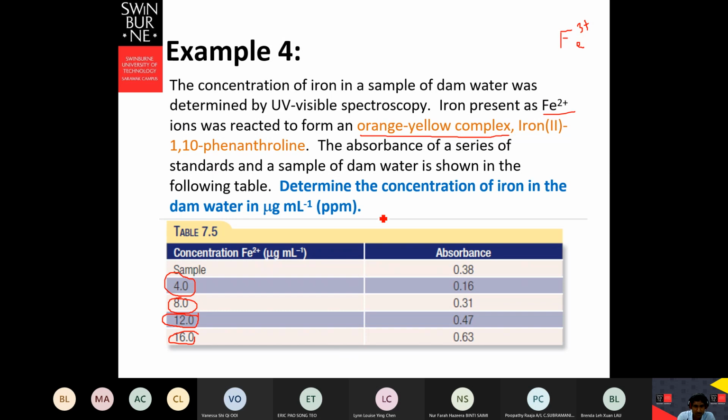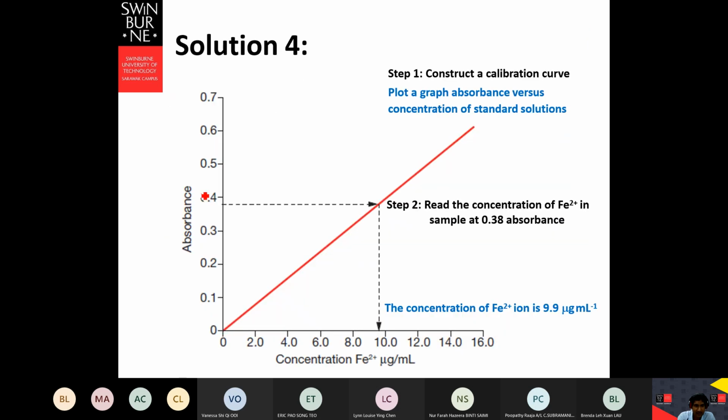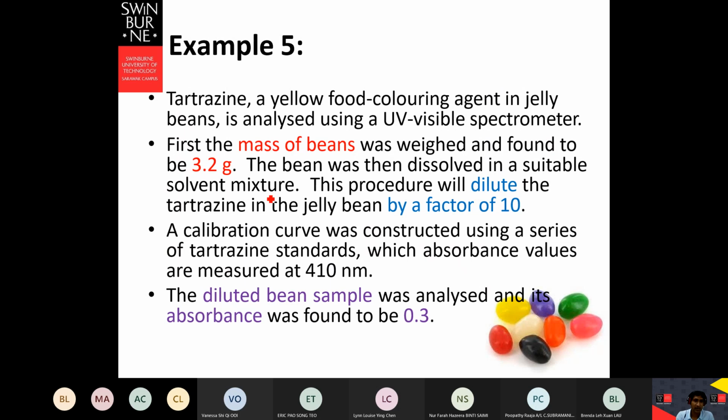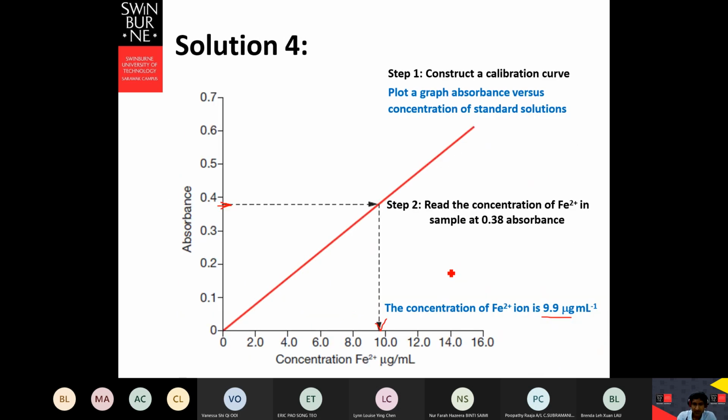The sample gives the absorbance of 0.38. Okay, the sample is giving the absorbance as 0.38. So from there we see it is 9.9 microgram per milliliter of the iron we have in the dam water. So from there, actually, we can find how much in per liter.